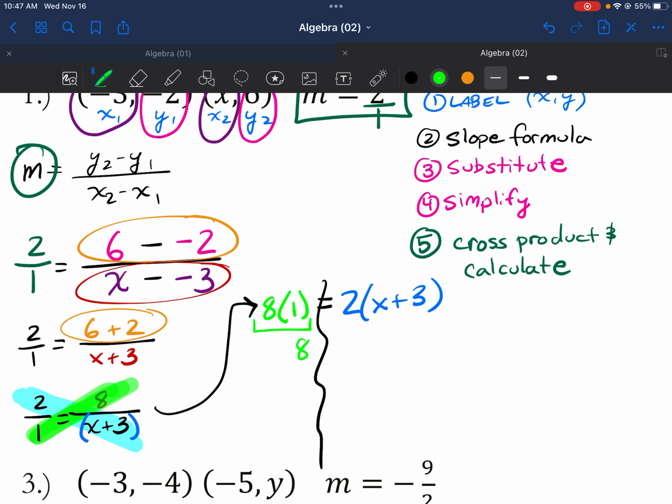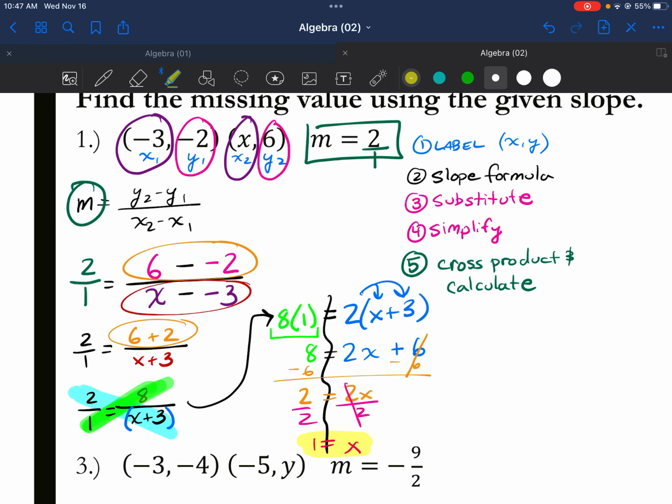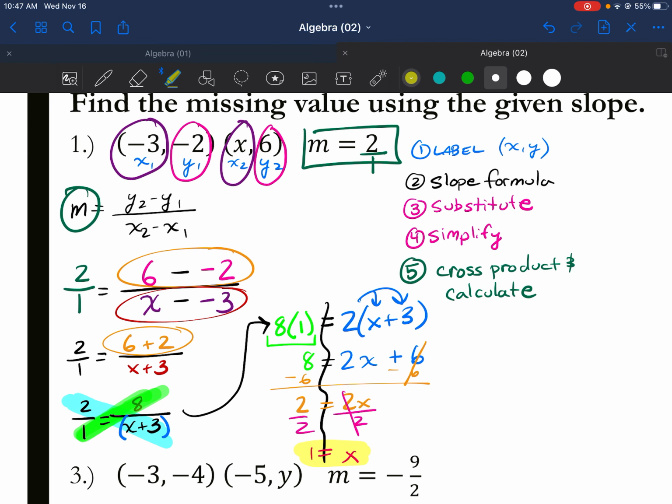So we get 8 equals, let's distribute our 2 to everything inside the parentheses. We get 2x plus 6. I'm going to subtract 6 from both sides. So I get a 2 equals 2x. And the final step, I'm going to divide by 2. And so we get x equals 1. This is the missing coordinate that we were looking for before. So x is equal to 1. That is your final answer.